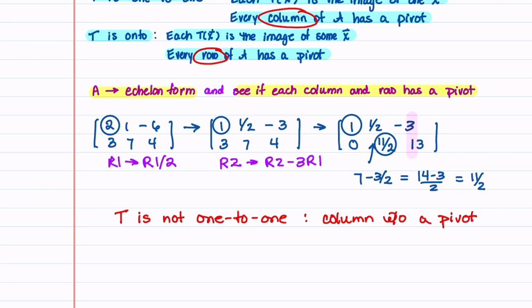Now let's look at our onto transformation. You can see that every row has a pivot. So that tells us that our transformation is onto. So we're going to say that T is onto. And our reasoning would be that every row has a pivot.